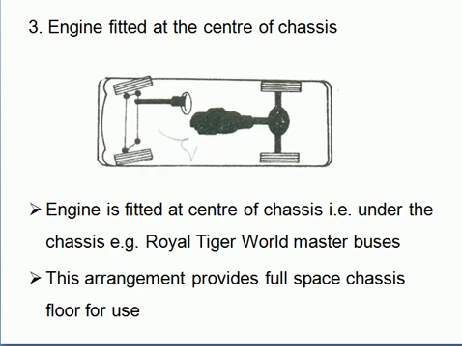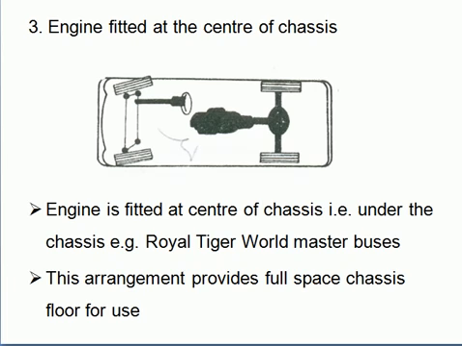Next, third type is engine fitted at the center of chassis. The advantage of this position is that the engine is fitted under the chassis, at the center of the chassis. This arrangement provides the full chassis floor space for use. Example is Royal Tiger Worldmaster buses.